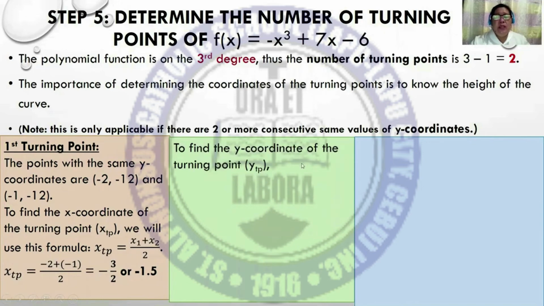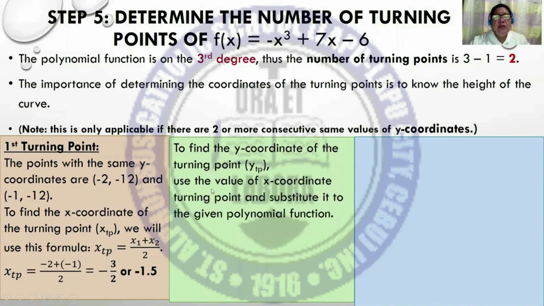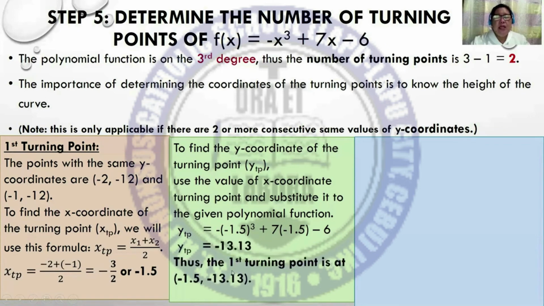To find the y-coordinate of the turning point represented by y sub tp, use the value of the x-coordinate of the turning point and substitute it to the given polynomial function. That is, y sub tp is equal to, the value of x here is negative 1.5, substitute to the function, and then take the cube, 7 times negative 1.5 minus 6. And the result is negative 13.13. Thus, the first turning point is at the point with coordinates negative 1.5 and negative 13.13.